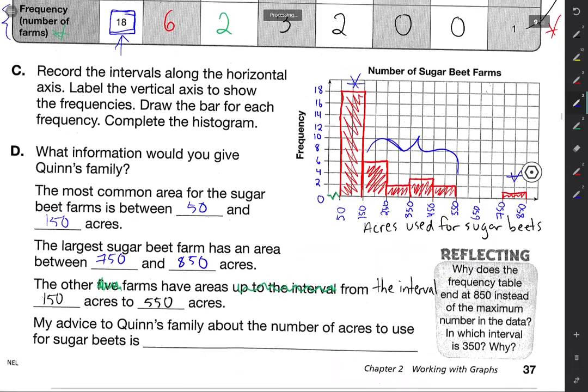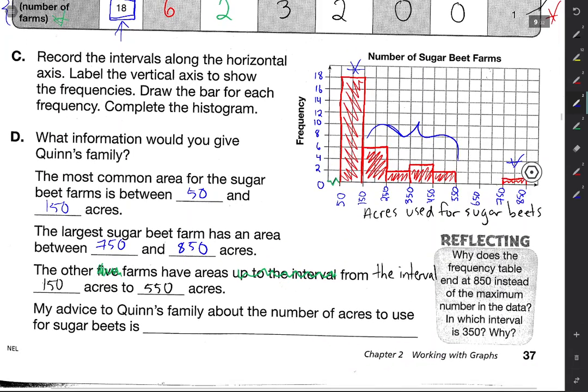And our last question here is my advice to Quinn's family about the number of acres to use for their beet farm. Well, what's the most popular? I would say an example answer here would be 50 to 150 acres, because that seems to be the most popular, so something must be right about that. But you could have a varying answer here. You could think that that's too small and say 150 to 250 instead.